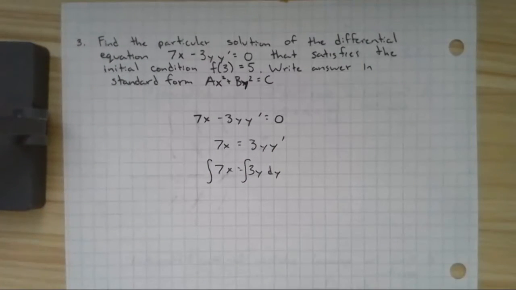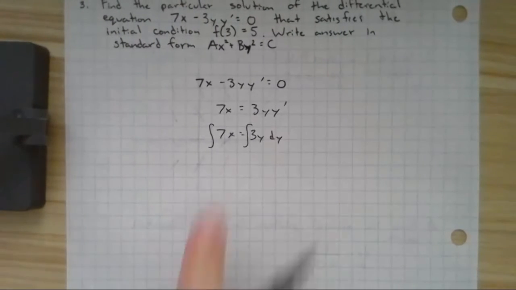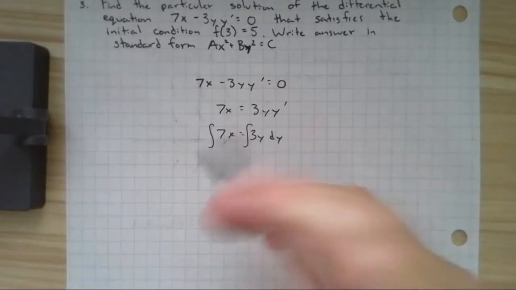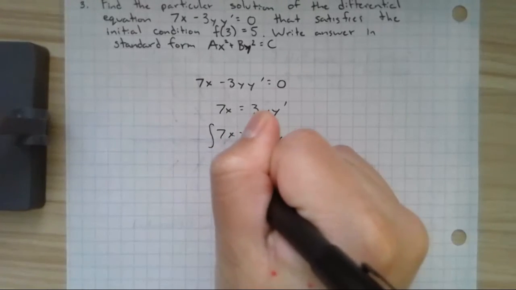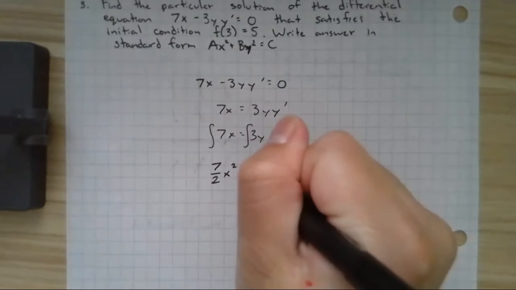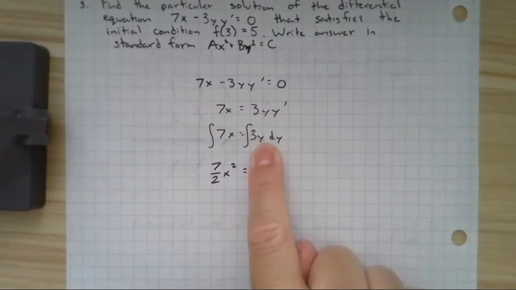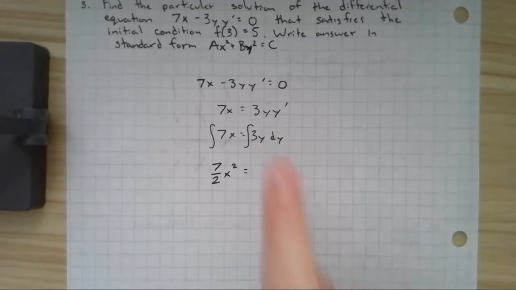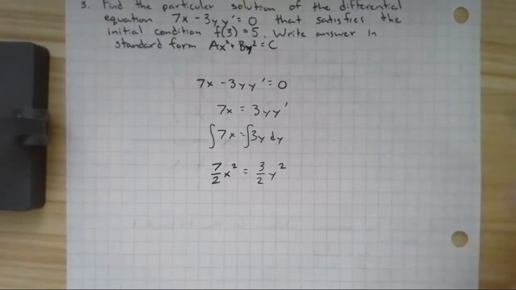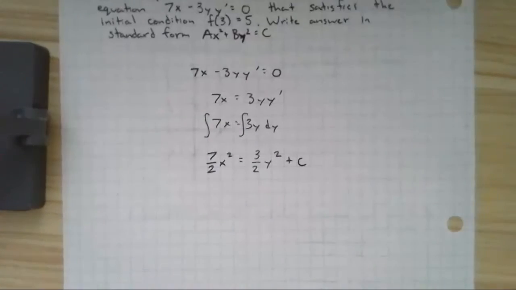I got this. And so then on this side, if I integrate 7x, I'm going to get, add 1 to the exponent, divide by that new exponent. That's 7 over 2 x squared. And right here, 3y dy. If I integrate with respect to y here, add 1 to the exponent, divide by that new exponent, I'm going to get 3 over 2 y squared plus c.